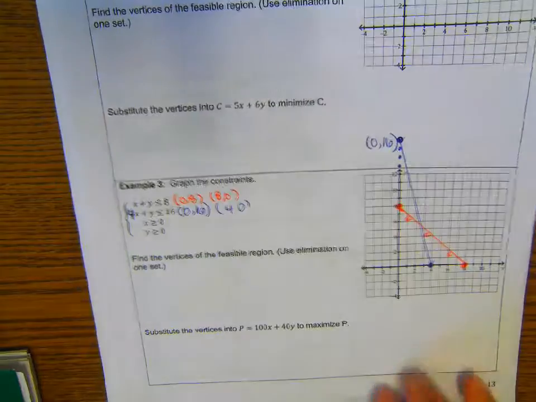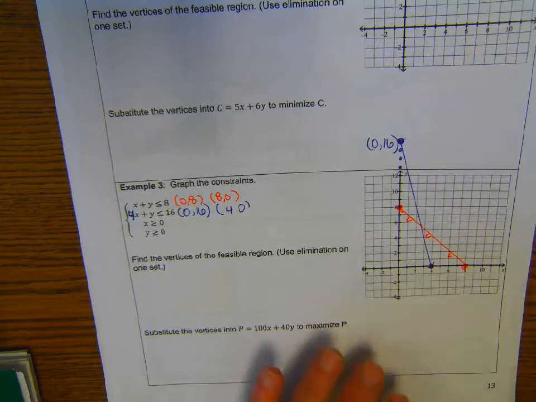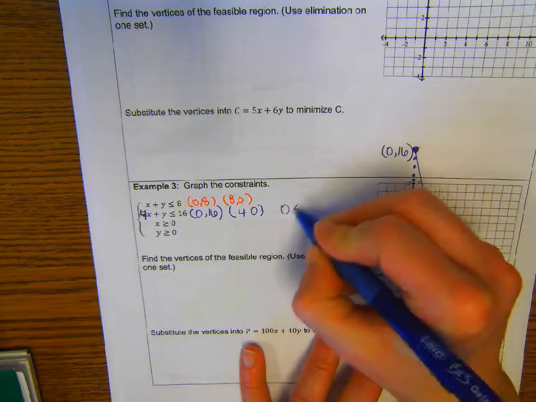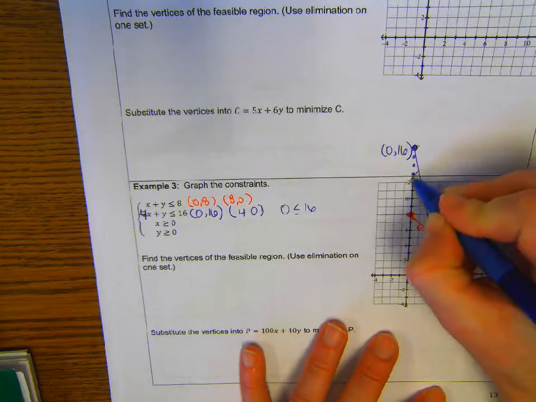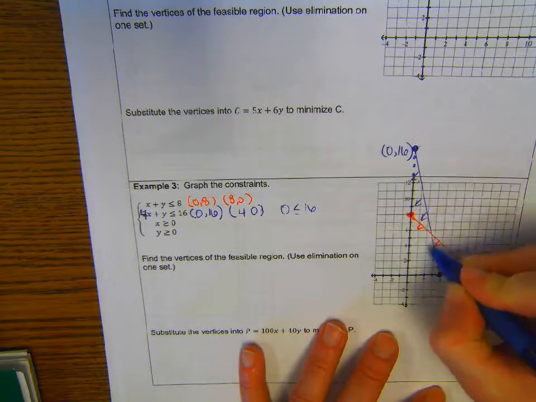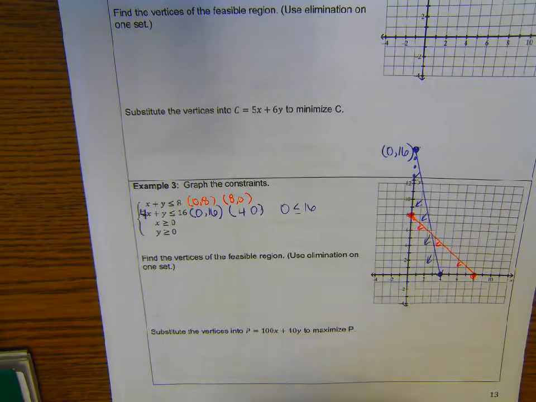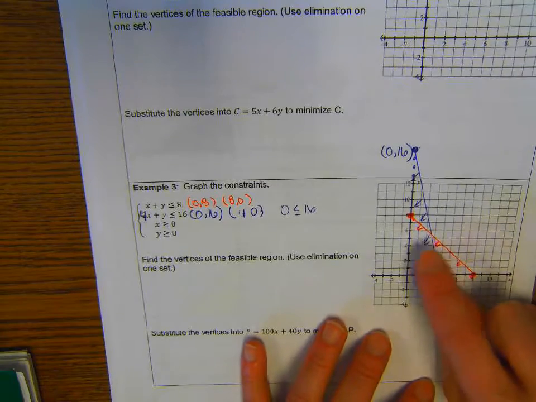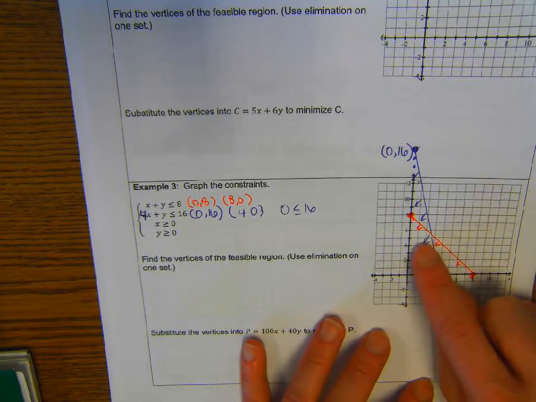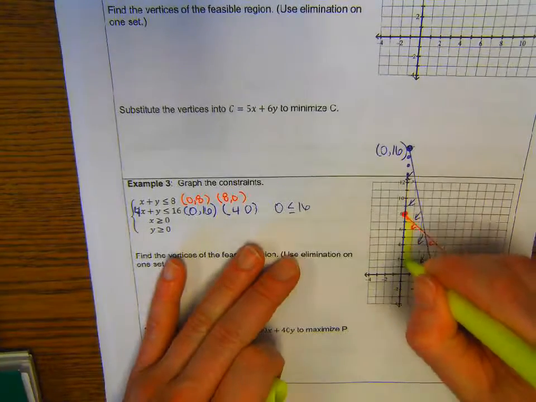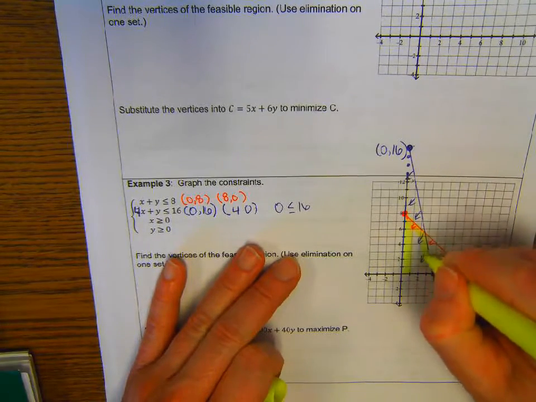And I'm supposed to be shading below that line. Agreed? If I did my test, 0 is less than or equal to 16. That's true. Okay. So, correct me if I'm wrong, but aren't I shading where my finger is right now then? Yeah. Okay. So the only spot I'm going to shade is right here.